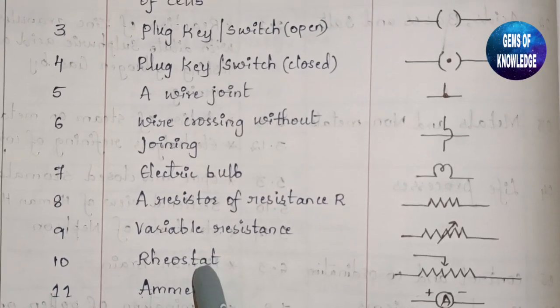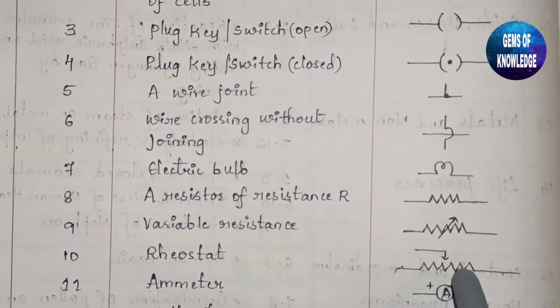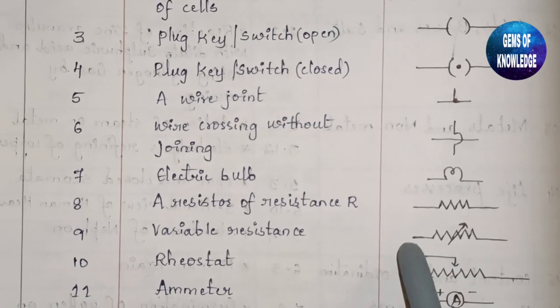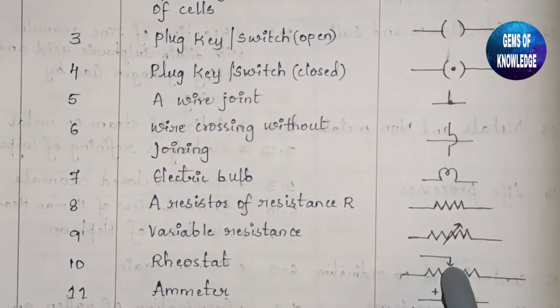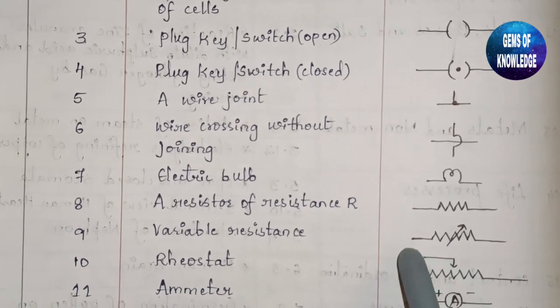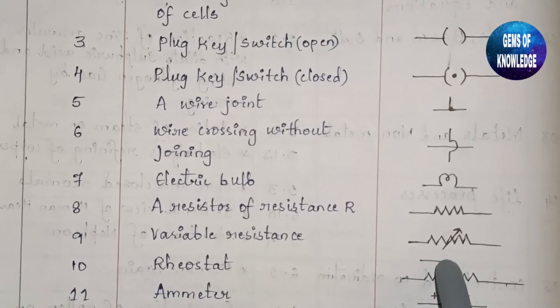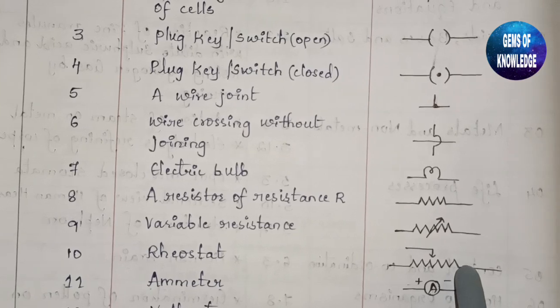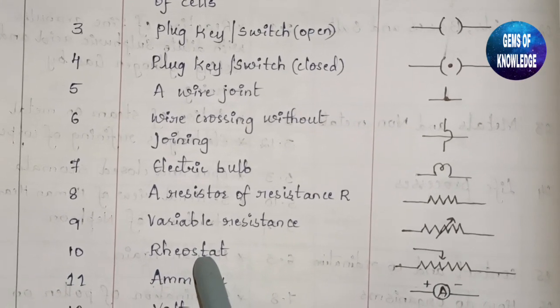Next comes rheostat. This is an instrument. It is shown like this. The resistance will be present below. It also has an upper handle which is shown by this arrow mark. The upper handle will slide on this part which gives us the resistance. So this is the symbol for rheostat.